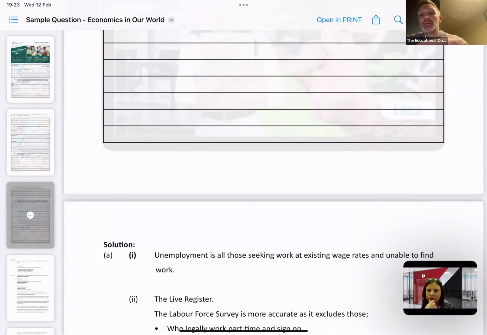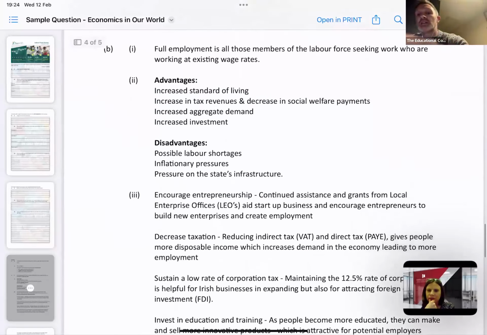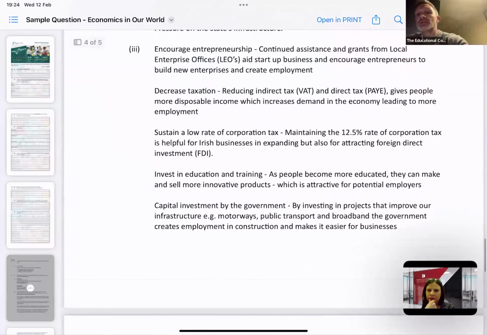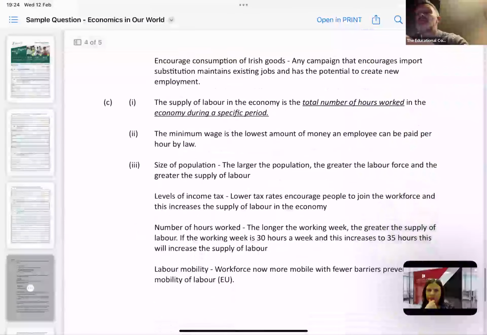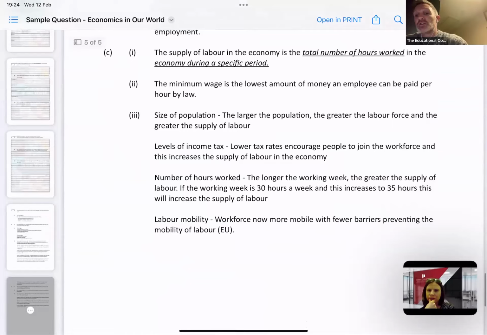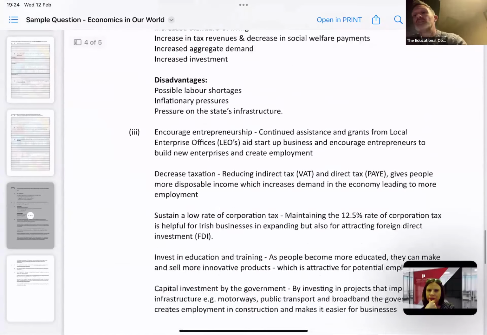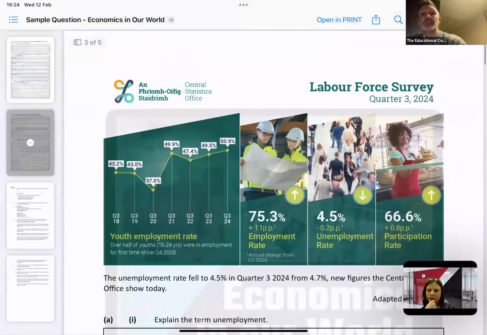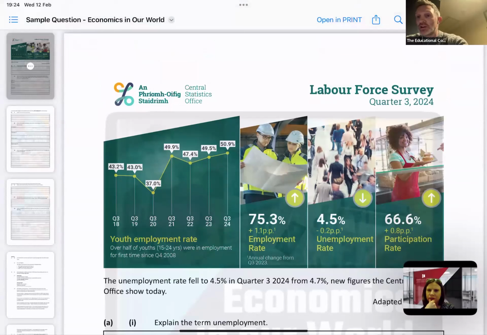Rochelle will probably send it out. But again, there's a solution there with the answers, the advantages, disadvantages. Again, most of them there are stated and explained. You see it there. And again, it's coming from the textbook. So you will have all that covered in economics in our world. But again, all I was trying to do tonight, guys, is just to get across, look, a sample question on a topic that we go through in the new textbook.